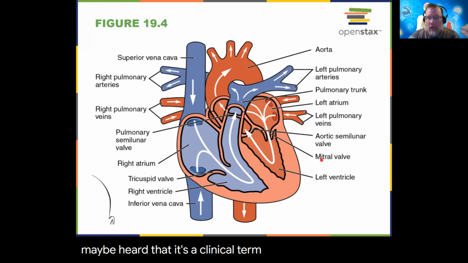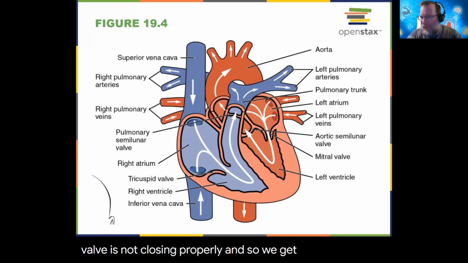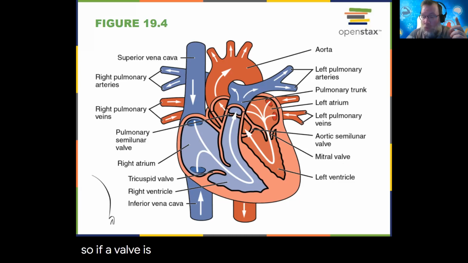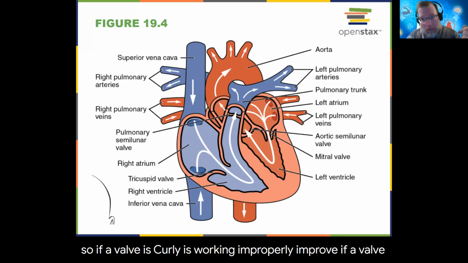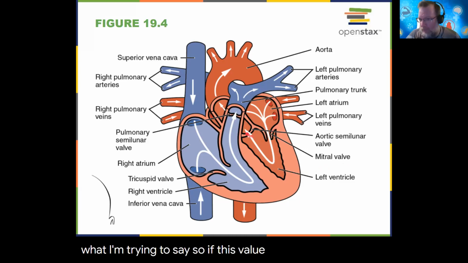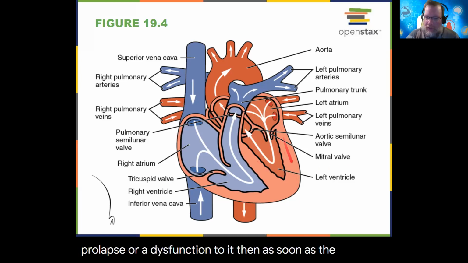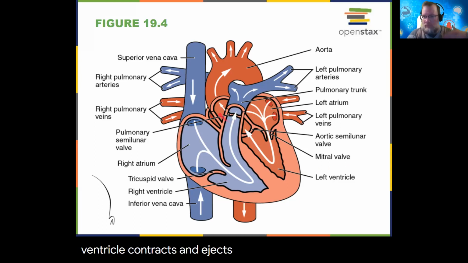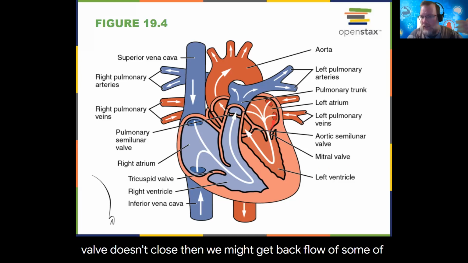That's a clinical term. A prolapse is when a valve is not closing properly, and so we get blood backflow. So if a valve is working improperly, then things are going to go backwards. That's what I'm trying to say. So if this mitral valve has a prolapse or a dysfunction, then as soon as the left ventricle contracts and ejects blood out to the body, if this valve doesn't close, we might get backflow of some of that blood back into the left atrium.